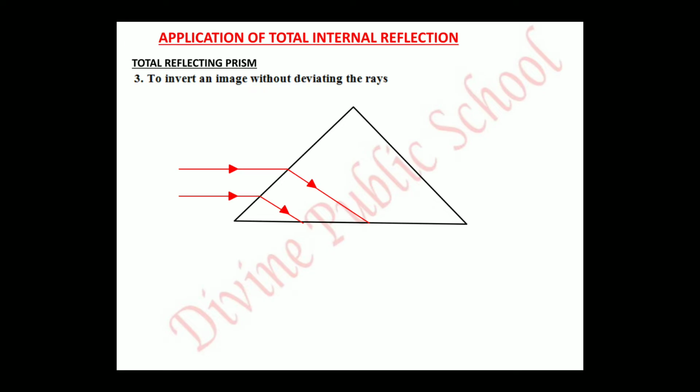Now what happens? Here the angle of incidence is greater than the critical angle. So they get total internal reflection, and again from denser medium to rarer medium, now the rays are moving but their angle of incidence is less than the critical angle, so this suffers refraction. Now here the image is inverted without deviation. The rays are not deviated but the image is inverted. So this is the third application of total reflecting prism. This prism is used in periscope, which is used in submarine.